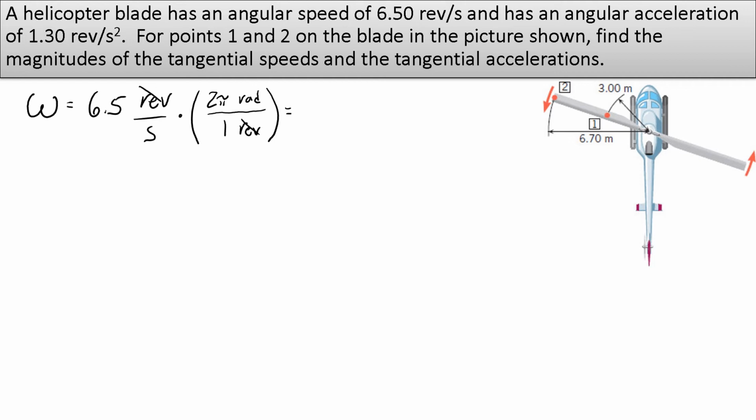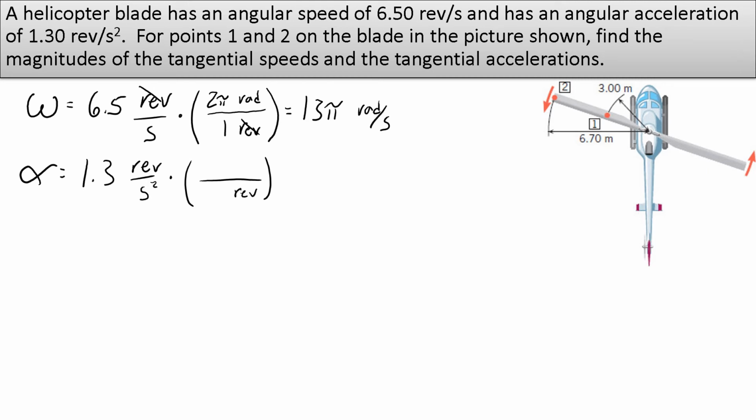So you could leave it in terms of pi if you want. That'll be 13 times pi radians per second. Like this is a number here, 13 times pi. Okay. The angular acceleration is 1.3 revolutions per second squared. We don't want revolutions. We want it to be in radians. So we actually multiply by the same exact conversion factor because the revolutions are on the bottom so that these cancel out. And it's 2 pi radians. So 1.3 times 2 is 2.6 times pi radians per second squared.